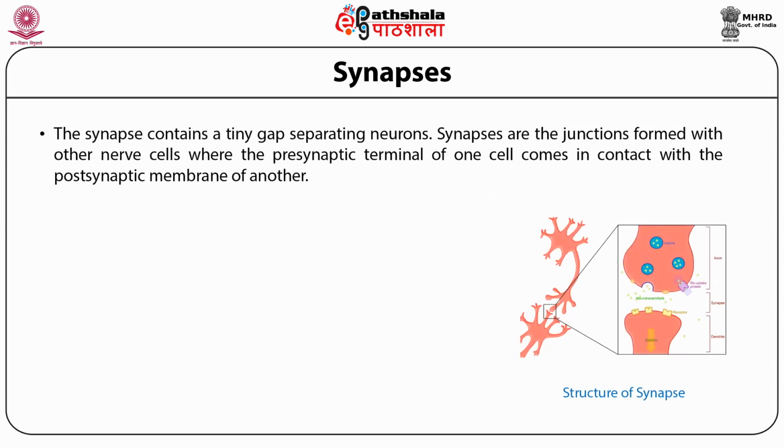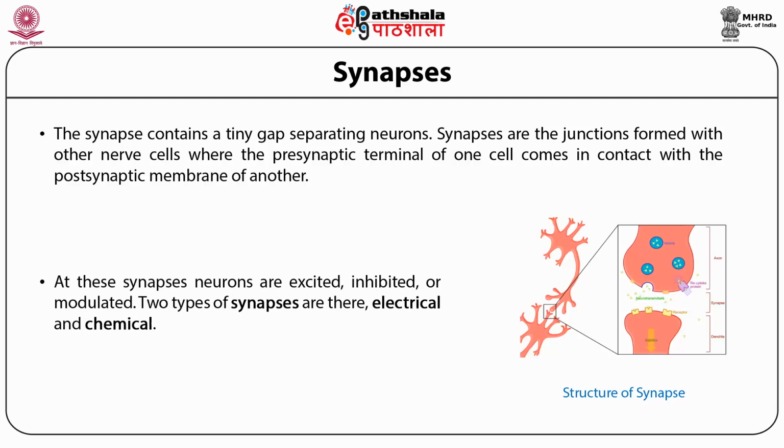Synapses. The synapse contains a tiny gap separating neurons. Synapses are junctions formed with other nerve cells where the presynaptic terminal of one cell comes in contact with the postsynaptic membrane of another. At these synapses, neurons are excited, inhibited, or modulated. Two types of synapses are there, electrical and chemical.